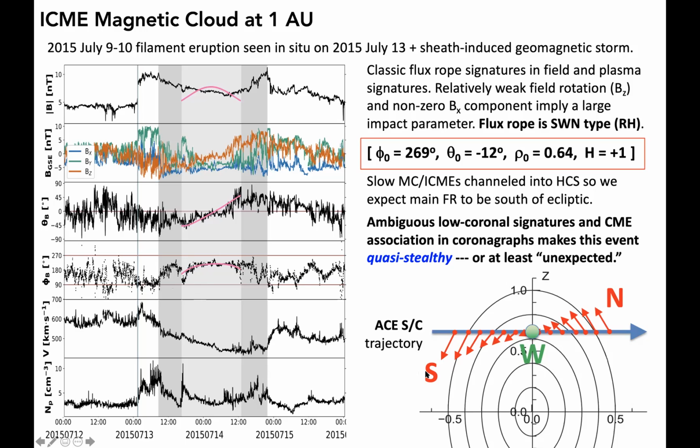And so if you look at this cartoon down at the bottom, I've tried to illustrate this rotation here. So you've got southward field at the beginning, westward field is the axial component, and then you get the northward field of the twist at the end. We get a fairly large impact parameter during this fit. We get right-handed helicity, that's the south-west-north type. But the fairly large impact parameter means you're far from the flux rope axis. And so that's what's represented here in this cartoon.